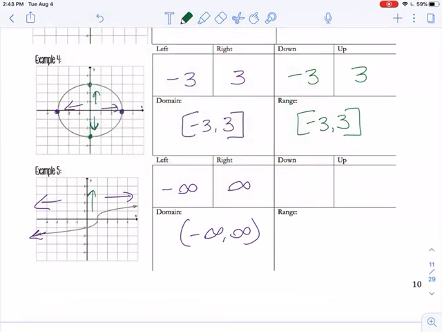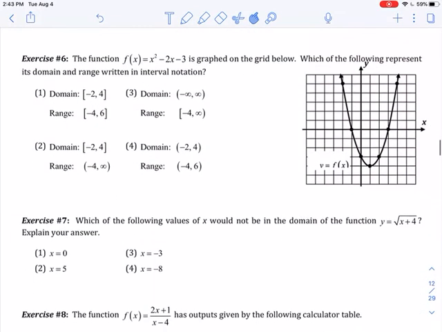And then I'm looking for my range, those are my y's. Look up, there's no highest y value, it keeps on going. Even though it's all the way down here, that arrow is going to the right and it's also going up at the same time. And the same thing for down, there's no lowest y value. This arrow, even though it's up here, is going to the left, but it's also gradually going down. So my range will also be -infinity and +infinity. Again, with the infinity, I'm just using parentheses. I am not using brackets.